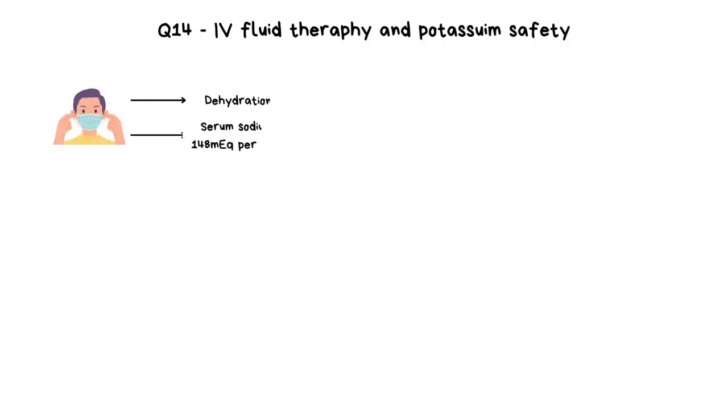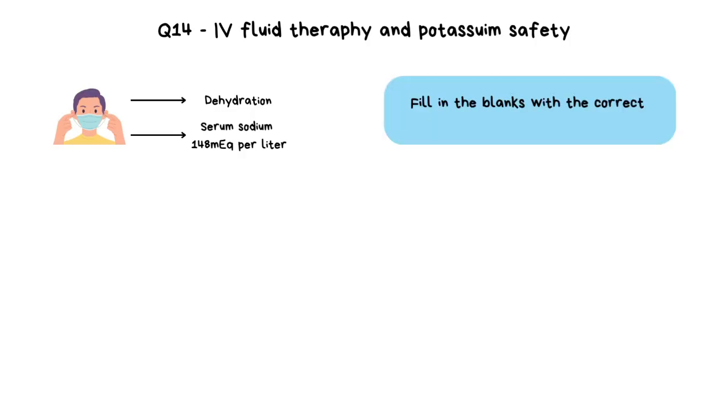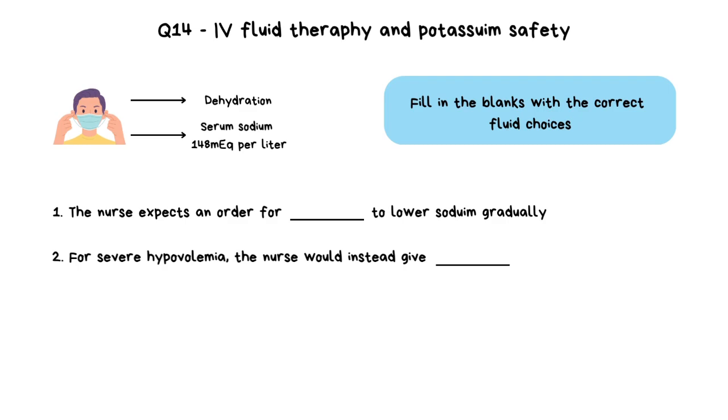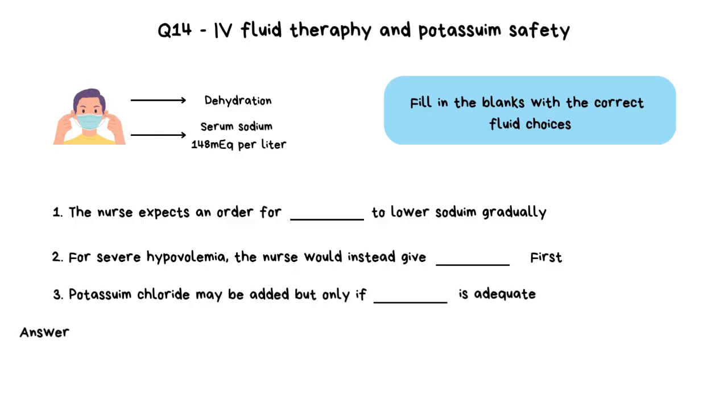A client is admitted with dehydration and serum sodium of 148 milliequivalents per liter. Fill in the blanks with the correct choices. The nurse expects an order for blank to lower sodium gradually. For severe hypovolemia, the nurse would instead give blank first. Potassium chloride may be added, but only if blank is adequate. Answer bank: 0.45% normal saline, 0.9% normal saline, urine output. Pause and make your selections.